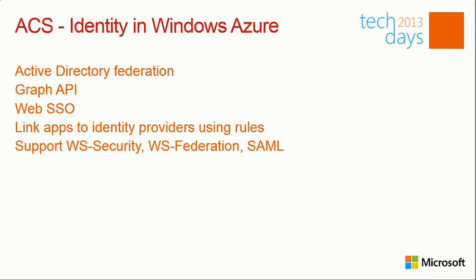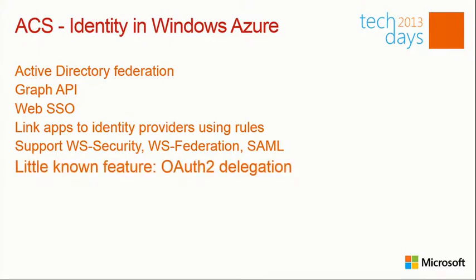It also has single sign-on. So if you're signed in to Windows Live ID, I now just click the Windows Live ID, and I was logged in immediately. I didn't have to provide credentials again. It supports a lot of protocols. It supports a lot of security tokens and things like that. And this is usually the list you will find on many public websites. Now, there's one important and very little known feature, which is OAuth 2 delegation in ACS.